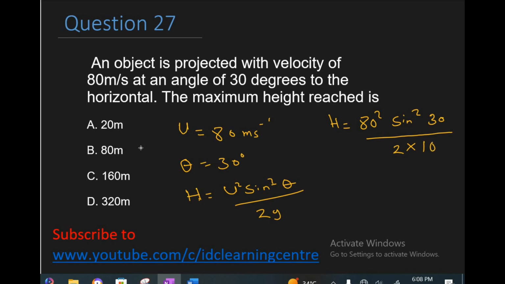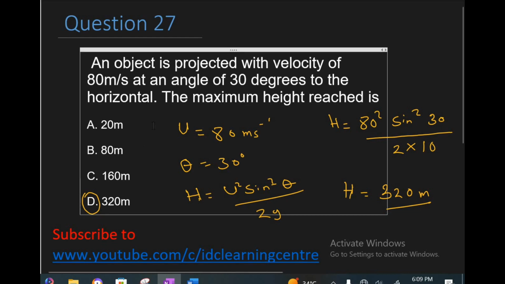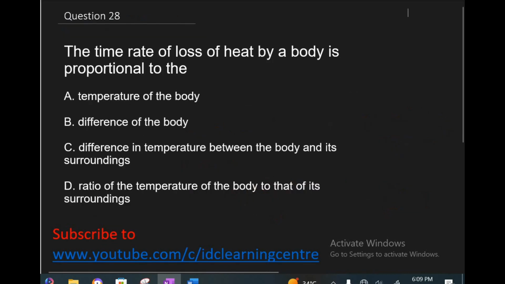Okay, so when you multiply all of this and then you divide, you're going to have your maximum height reach as 320 meters. So option D is the correct answer for this question. Option D is the correct answer here. Alright, so let's go to the next question, question 28.